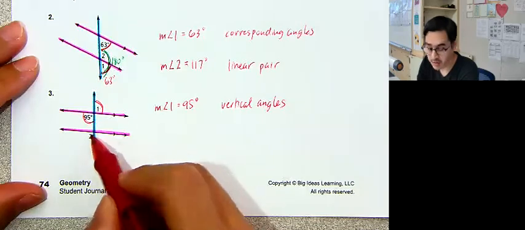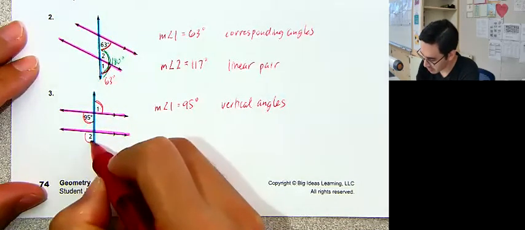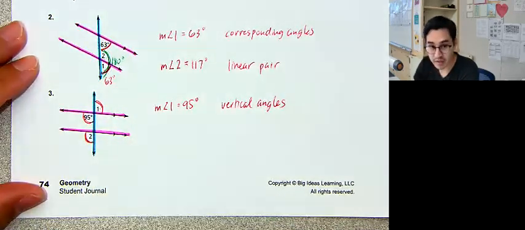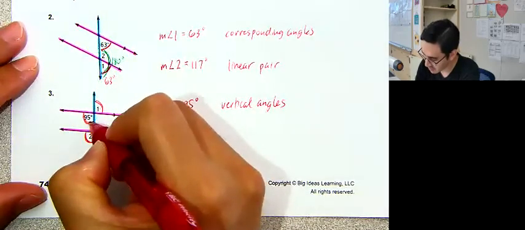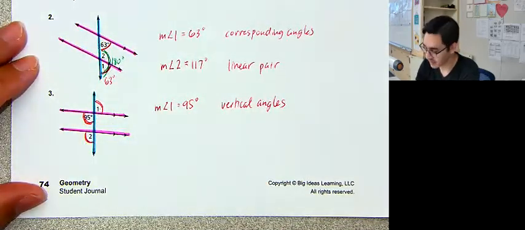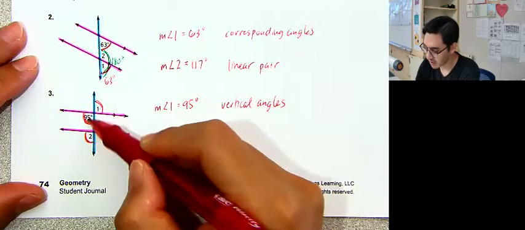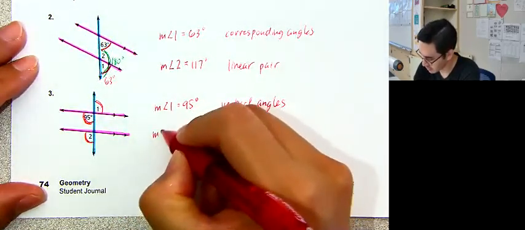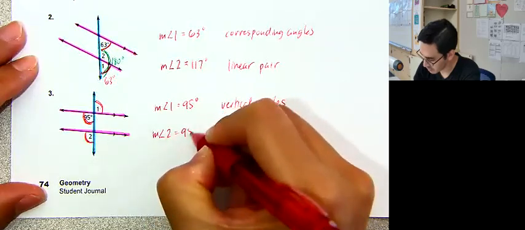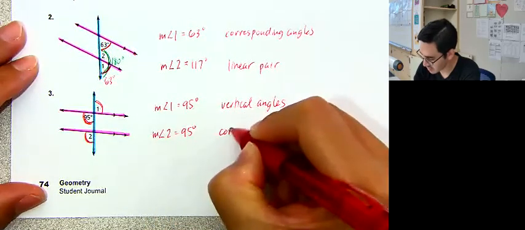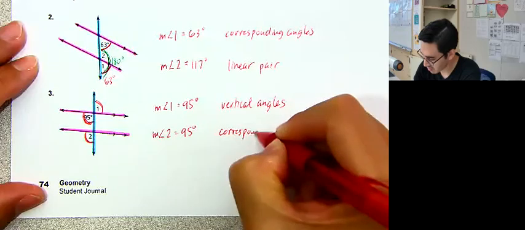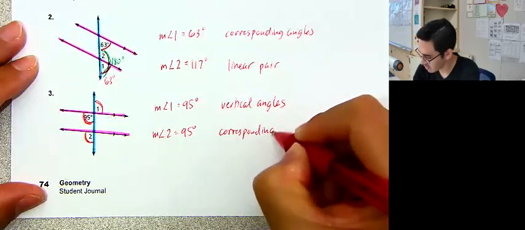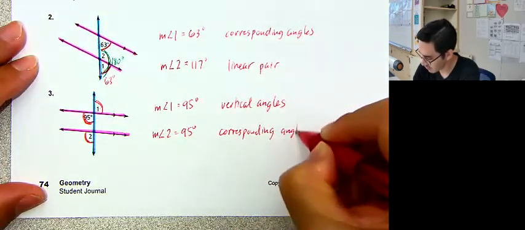And then you'll notice that angle 2 is in the lower left position of its intersection, just like 95 degrees was in the lower left. Okay, so these two angles are corresponding and therefore they're congruent as well. So the measure of angle 2 will also be 95 degrees due to the corresponding angles there.